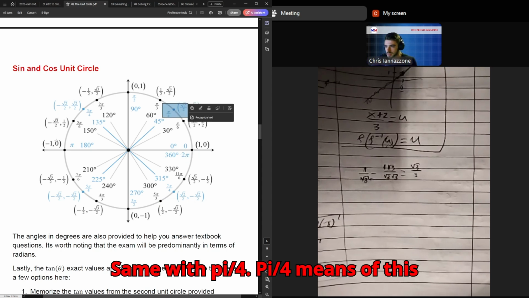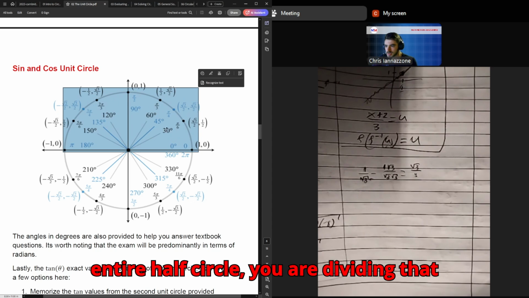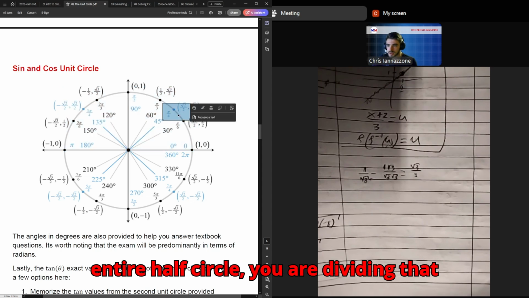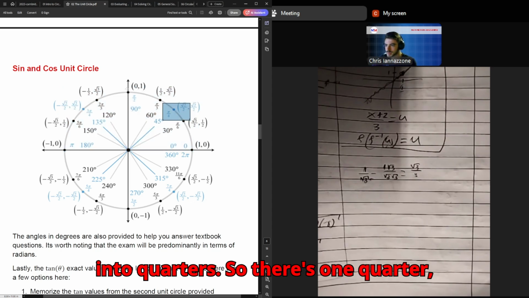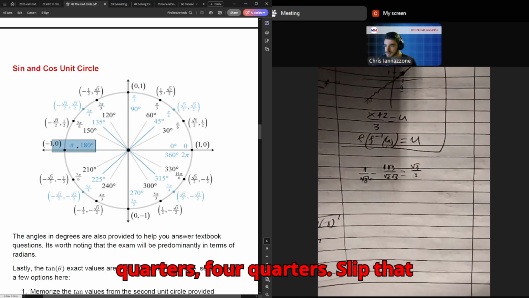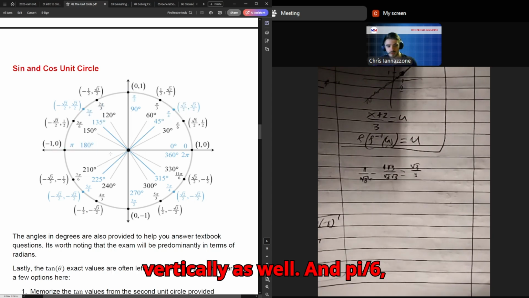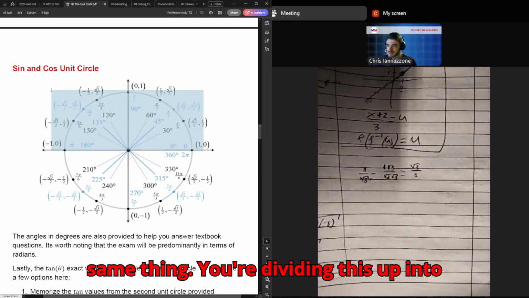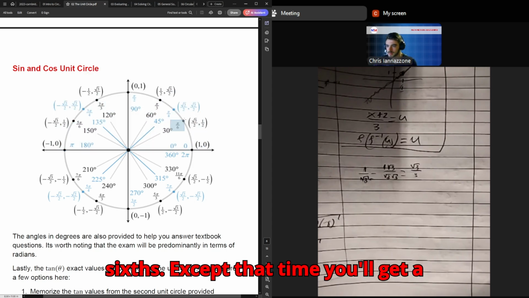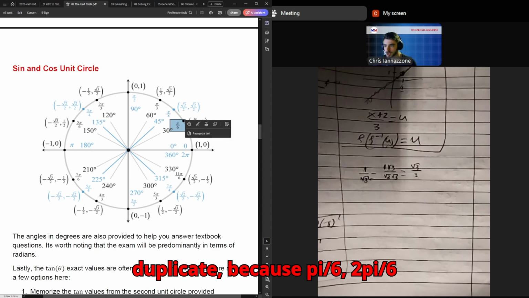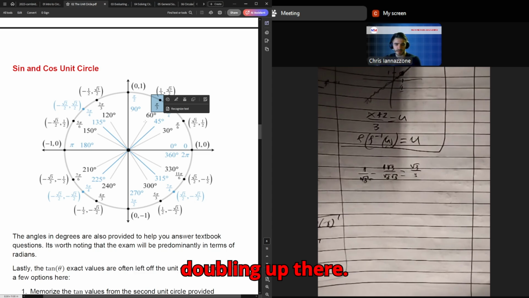Same for pi over 4. Pi over 4 means of this entire half circle, you are dividing that into quarters. So there's 1 quarter, there's 2 quarters, 3 quarters, 4 quarters. Flip that vertically as well. And pi over 6, same thing. You're dividing this up into sixths. Except that time you'll get a duplicate, because 2 pi over 6 becomes pi over 3. So you'll get a bit of doubling up there.